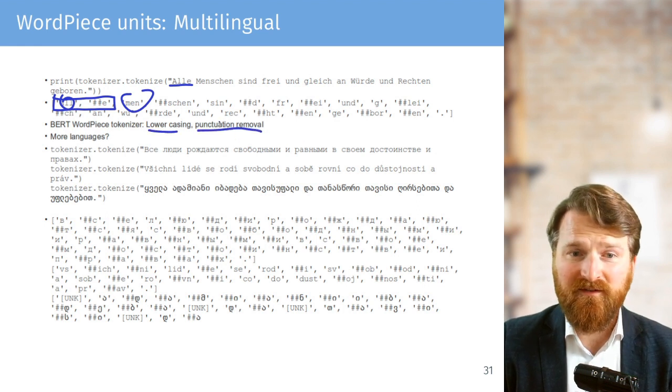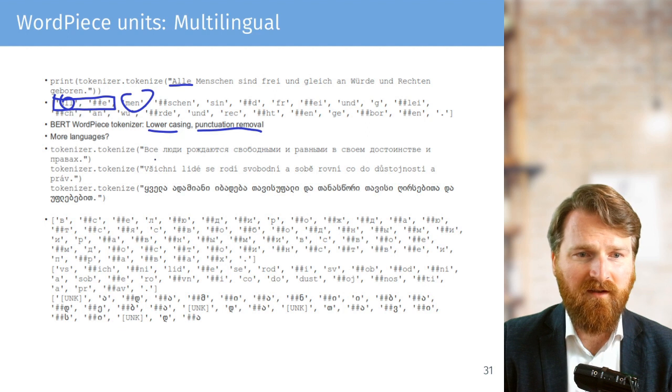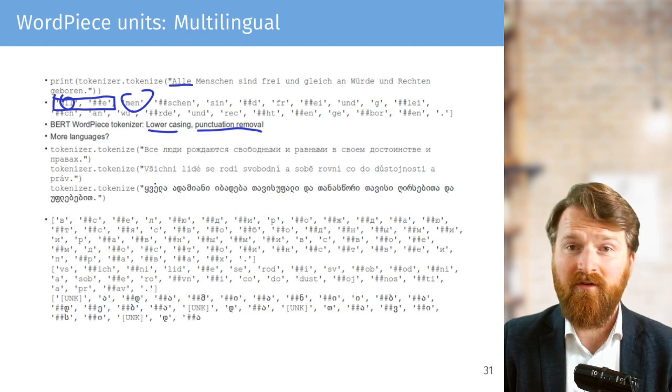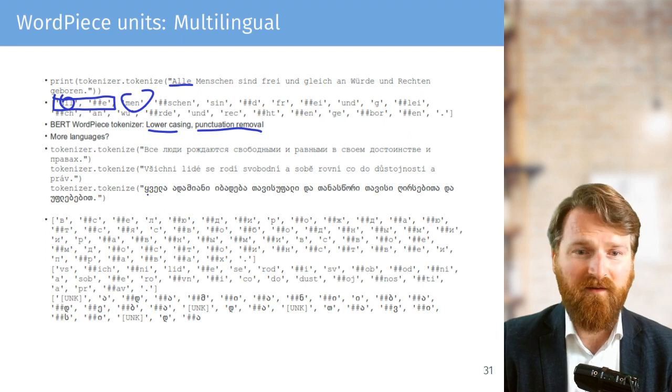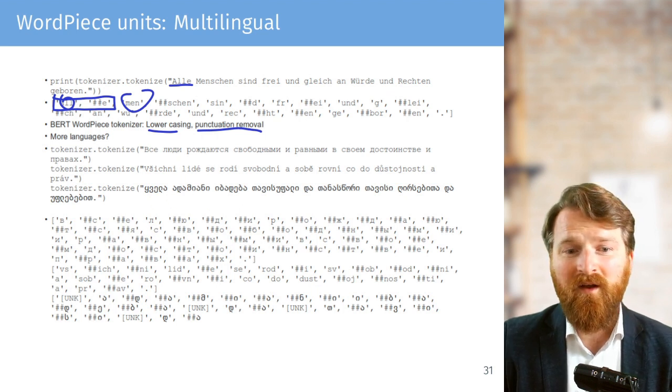But how about more languages? Here are 3 other languages: the first one, I guess, is Russian, the second one is Czech, and the third one is Georgian. Georgian has a very beautiful alphabet. It's a very beautiful language. Unfortunately, I can't read it. I can't read the Cyrillic here either. I could read the Czech one, but it doesn't matter. What do we see here?